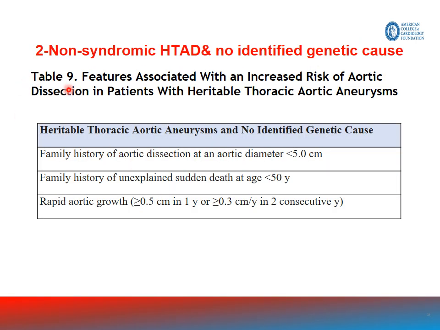What are the risk factors for aortic dissection in patients with non-syndromic HTAD and no identified genetic causes? Family history of aortic dissection with an aortic diameter below 5 cm. Family history of unexplained sudden death below the age of 50. Rapid aortic growth: 0.5 cm in 1 year or 0.3 cm per year in 2 consecutive years.